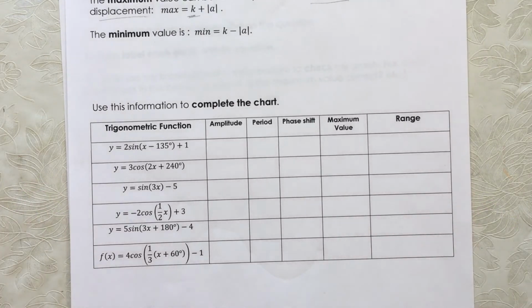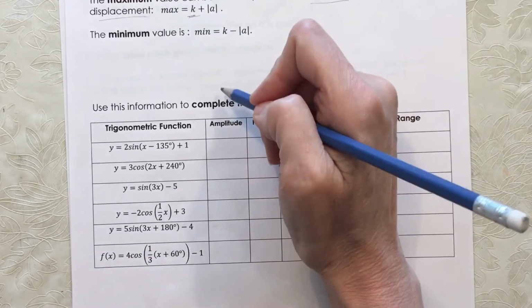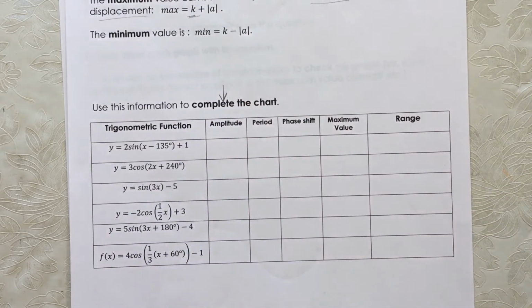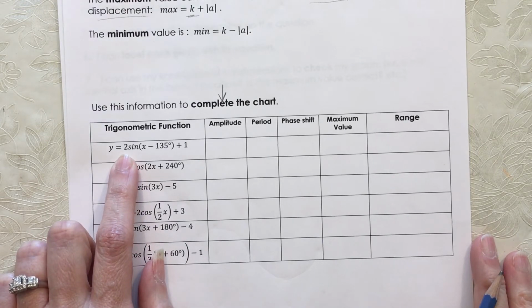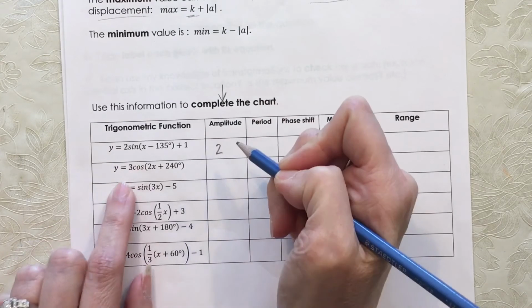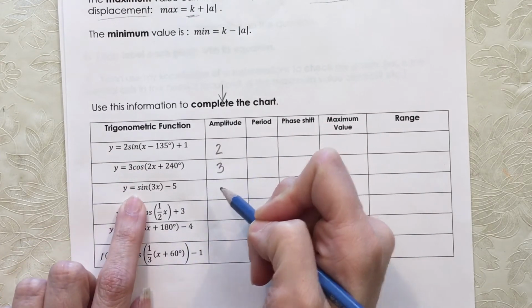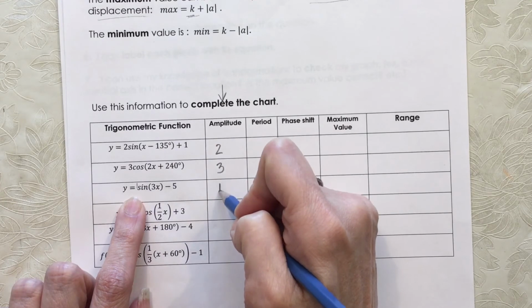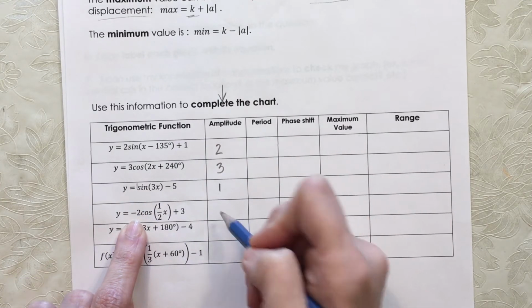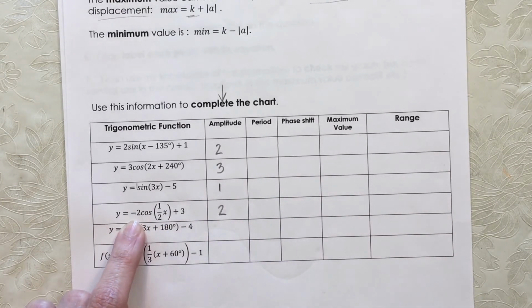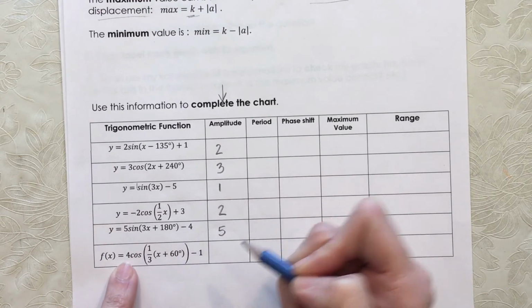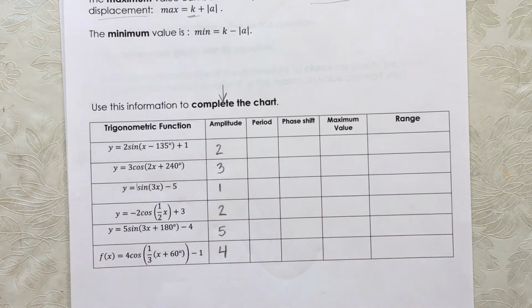So we'll go through column by column. We'll look at all of these trig functions and figure out their amplitude first. So the amplitude for this one is the vertical stretch, so it's going to be 2. There's no vertical stretch here, so the amplitude is going to be 1. Here, remember, amplitude's always positive, so that negative just makes a reflection. So the amplitude's 2 because it's vertically stretched by a factor of 2. Here, our vertical stretch is 5, and here our vertical stretch is 4. So those are our amplitudes, our distance from the central axis to the maximum.